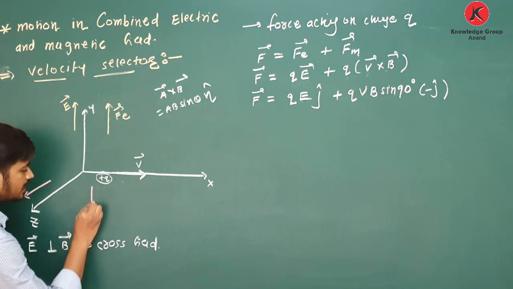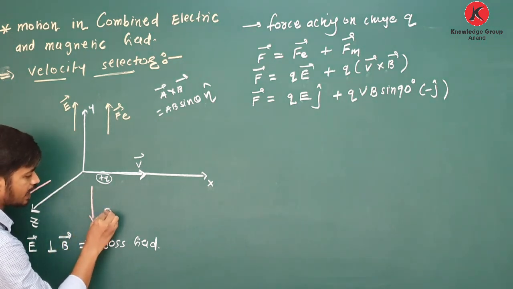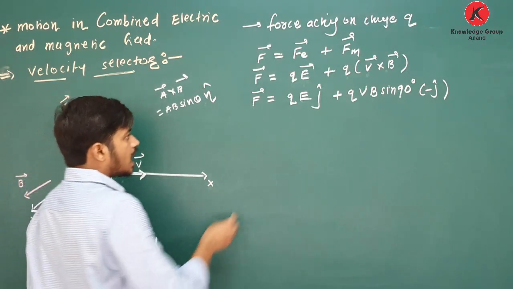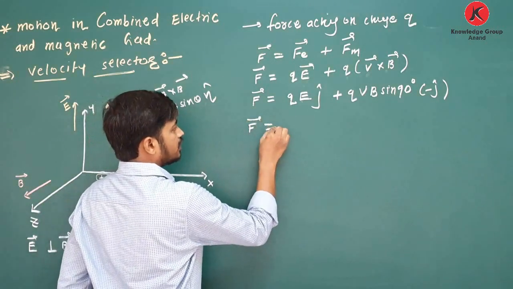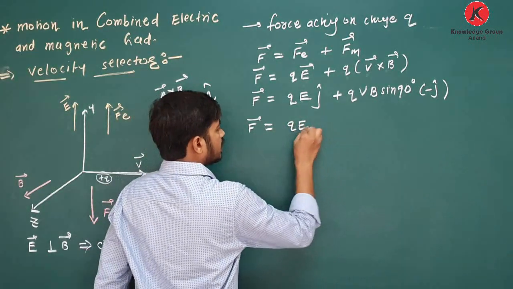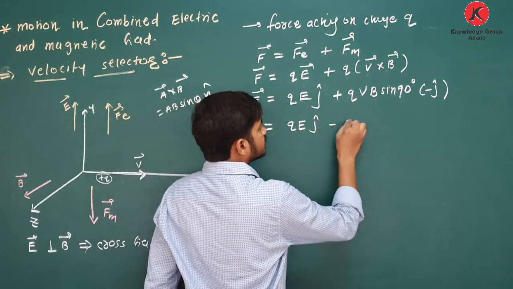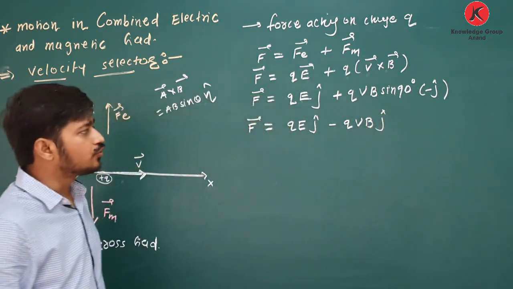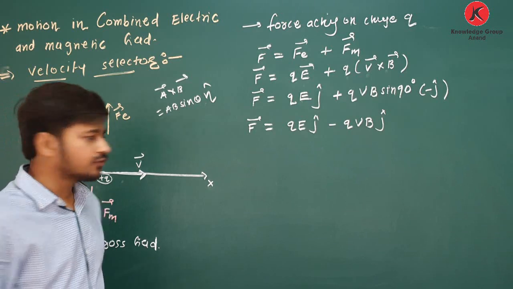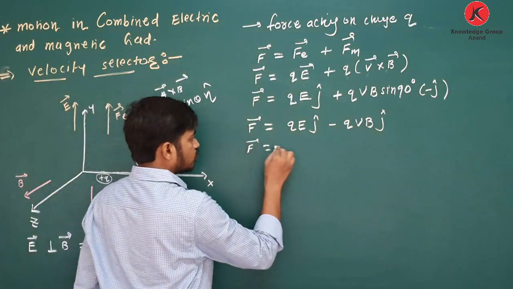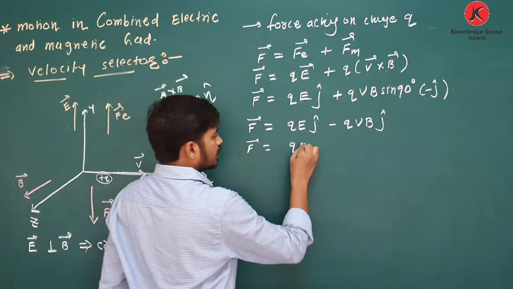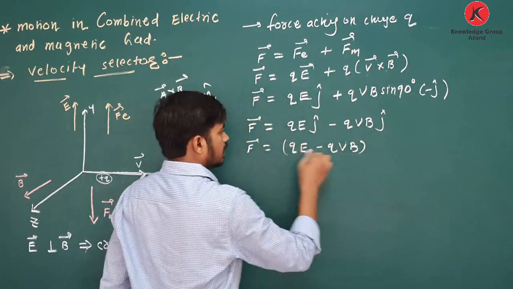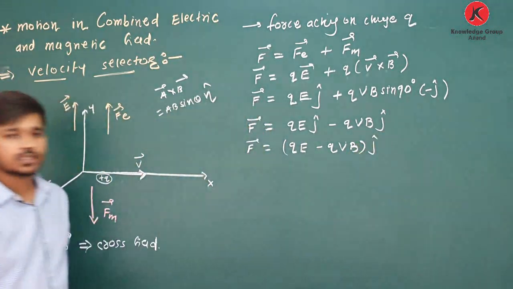So here Fm, magnetic force, it is in this direction. Here how to write this? F is equal to Q E j caret minus Q V B j caret. Clear about this? So I can write F is equal to Q E minus Q V B, here it is j.